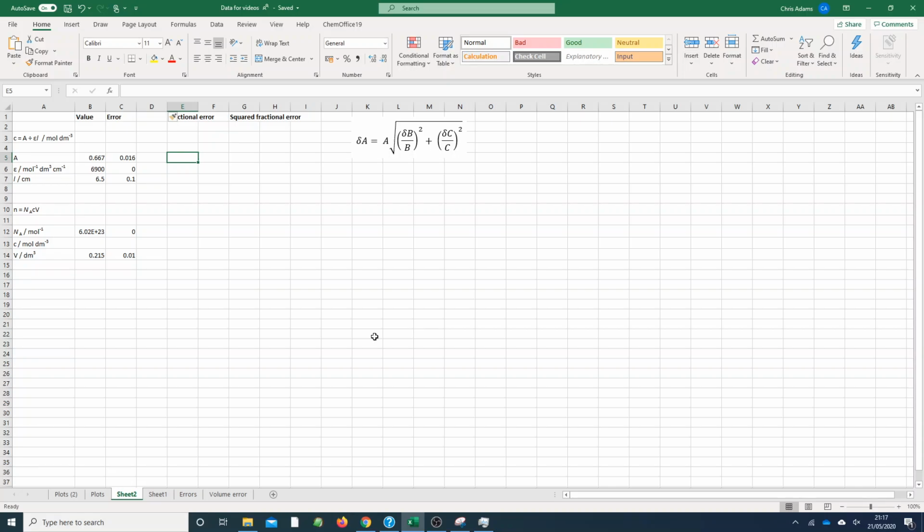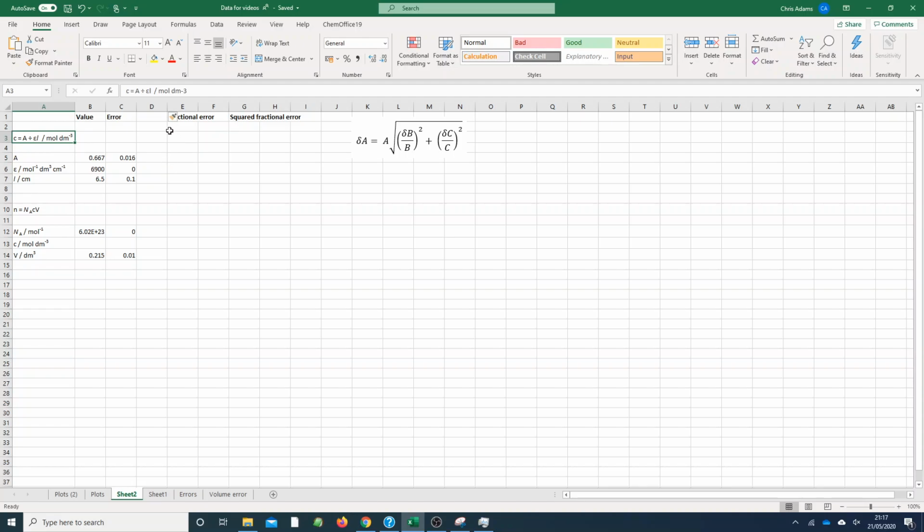In this video, I'm going to show you how to combine all the errors on the things that we've measured in order to calculate how many molecules of anthocyanin our Ribena contains. You'll notice that I've pre-populated the spreadsheet here with the necessary quantities that we've already calculated.